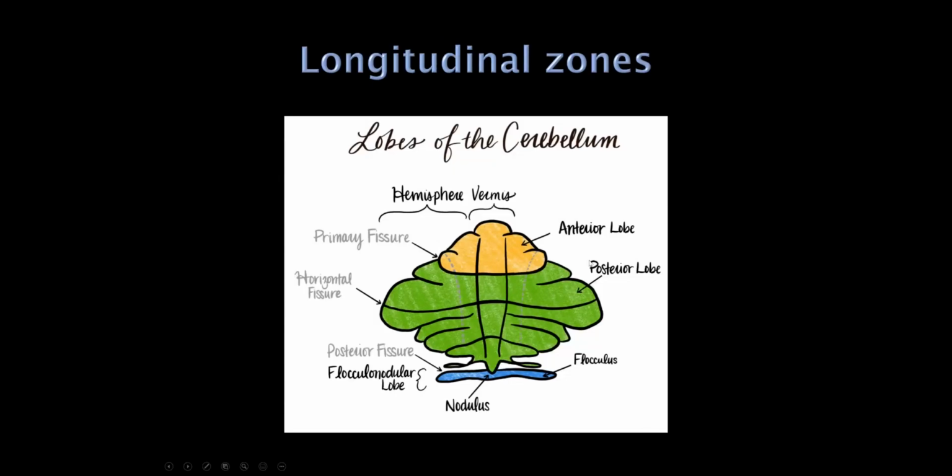Okay, so here's a picture showing you the anterior lobe, and again, notice how much of the vermis makes up the anterior lobe, posterior lobe, and the flocculonodular lobe.